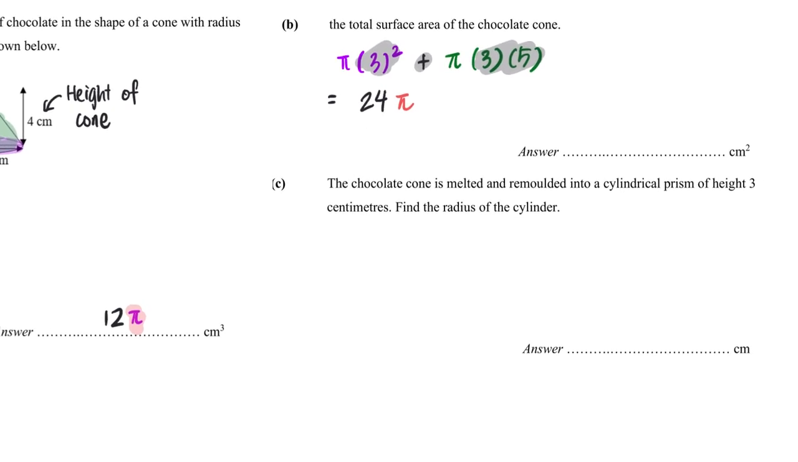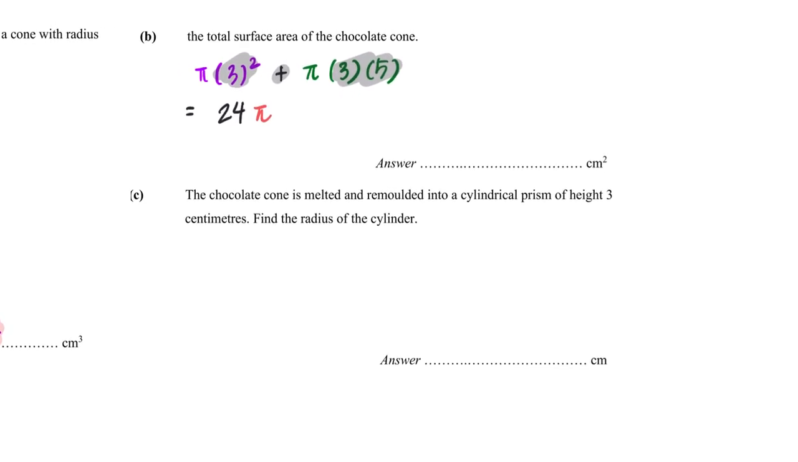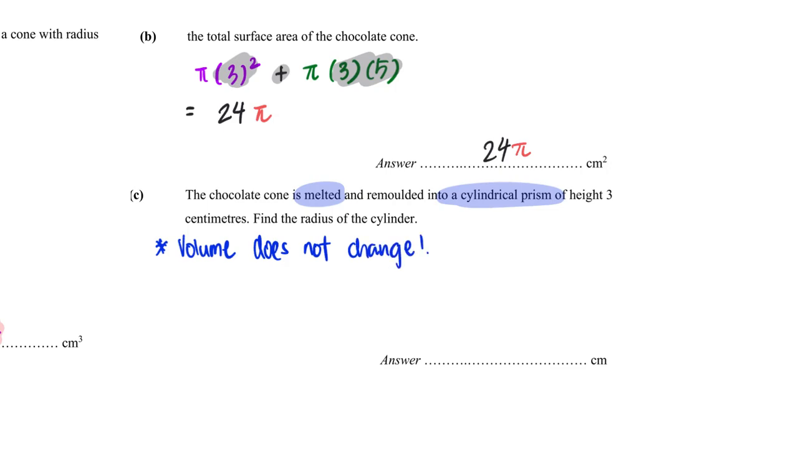Next, we have this particular chocolate cone that is going to be melted. And after they melt it, they're going to make it into a cylindrical prism. Very important. The volume, do you think it has changed? Yep. Volume does not change. And we can tap on that.